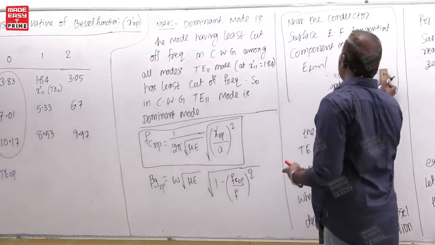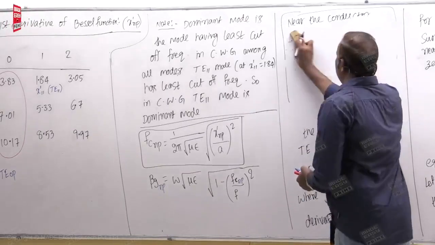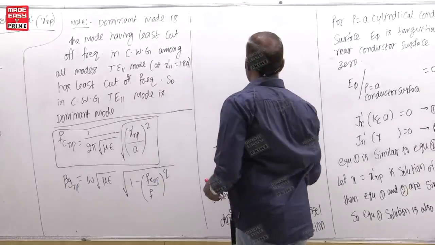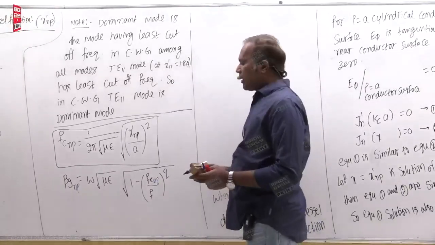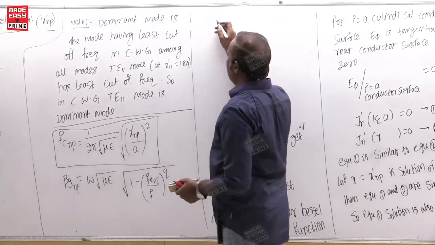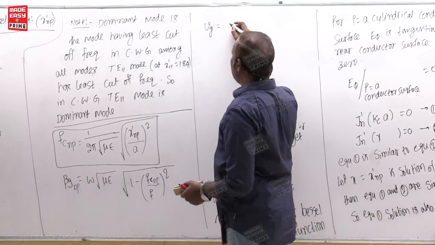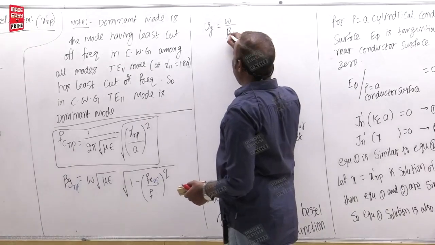Other formulas are also same. Can you tell me rectangular waveguide formulas for TE mode? For TE mode rectangular waveguide formulas, beta g is known. Then guide phase velocity is equal to omega by beta g.